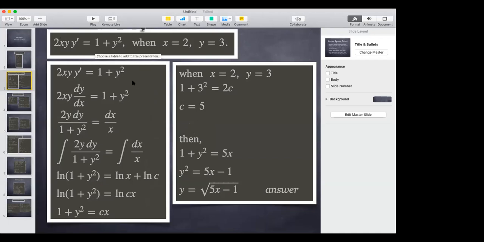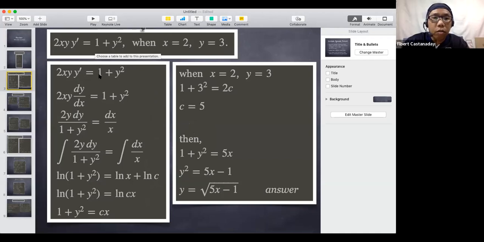Okay, so now what we will do is we try to separate the variables. So we put y with dy and x with dx. So we change y prime into a Leibniz notation, so dy over dx. And then we multiply both sides by dx so they become differentials.